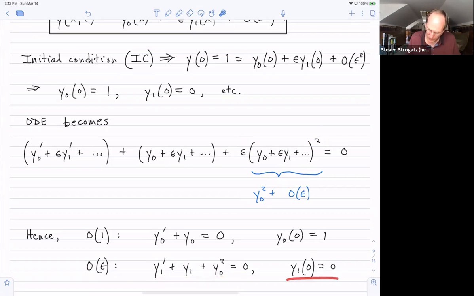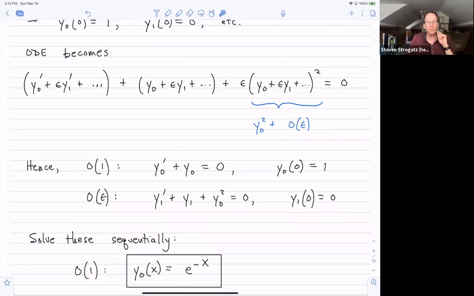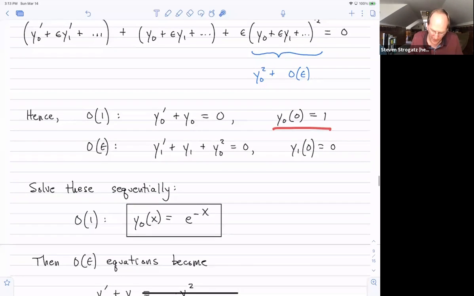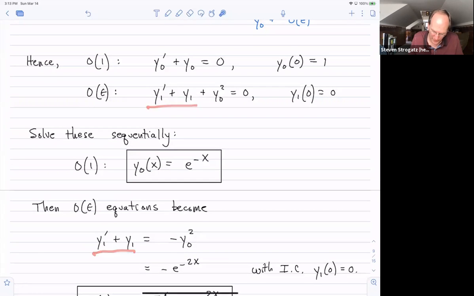I already read off its initial condition, and now I solve each of those little problems, solve them sequentially, just like we did a minute ago. And what we get is at order 1, we would get e to the minus x using this initial condition. And then substituting that y0 in here, this equation becomes y1 prime plus y1 is negative y0 squared, which becomes this minus e to the minus 2x. And it inherited this initial condition, y1 of 0 is 0.